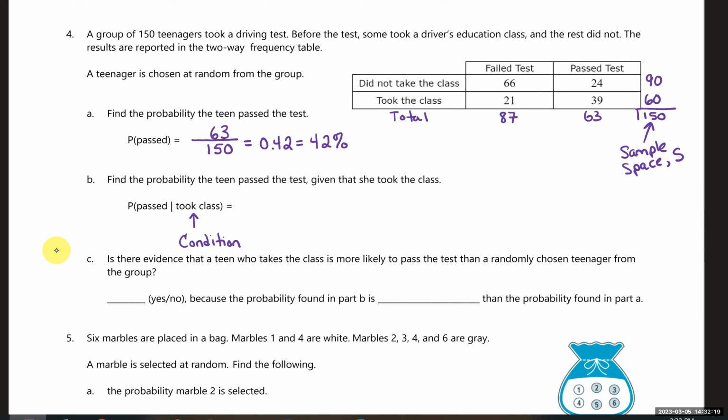Just for emphasis, I'm going to write out that row. The condition is I'm only allowed to look at that row of people that took the class. So these are my took-the-class people. I had 21 that failed, 39 that passed, and that total was out of 60.